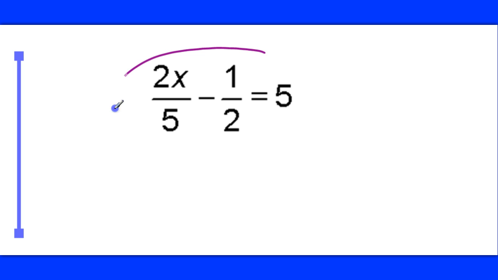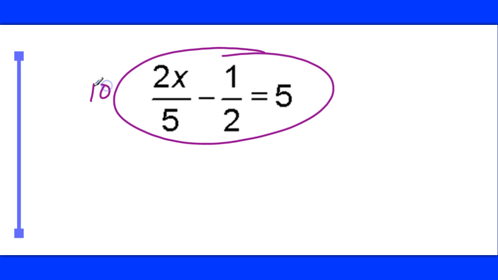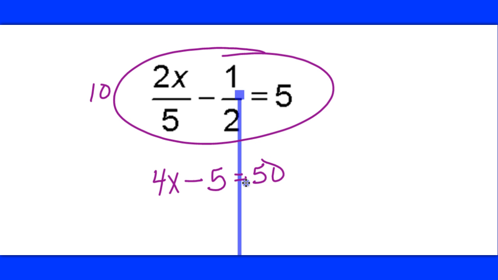I would multiply everything here by 10. So 5 will go into 10 2 times. 2 times 2x is 4x. Minus 2 will go into 10 5 times. 5 times 1 is 5. And 10 times 5 is 50. You can put your wall there.